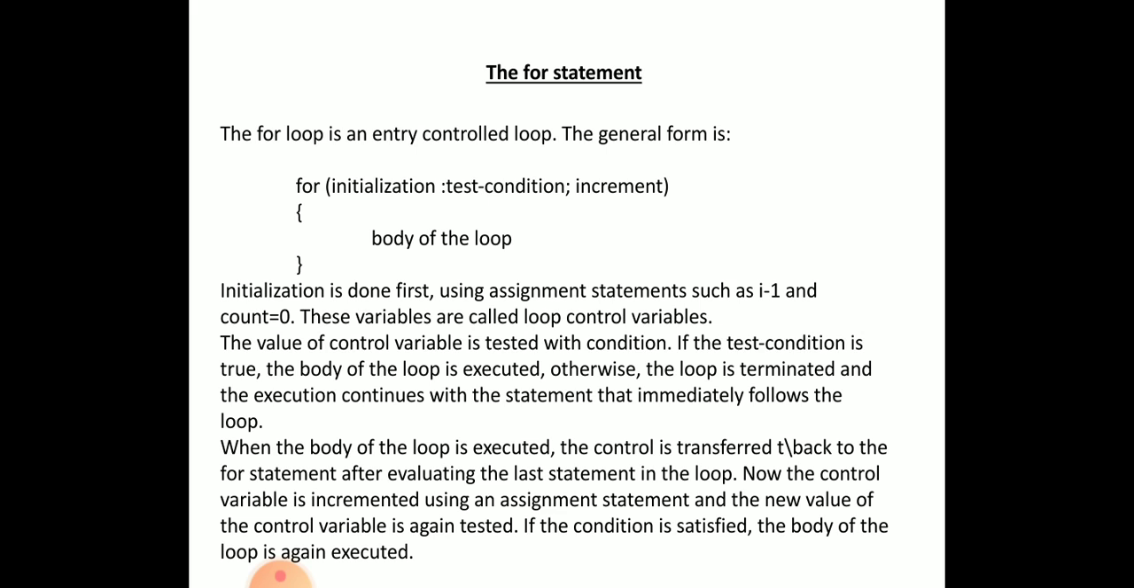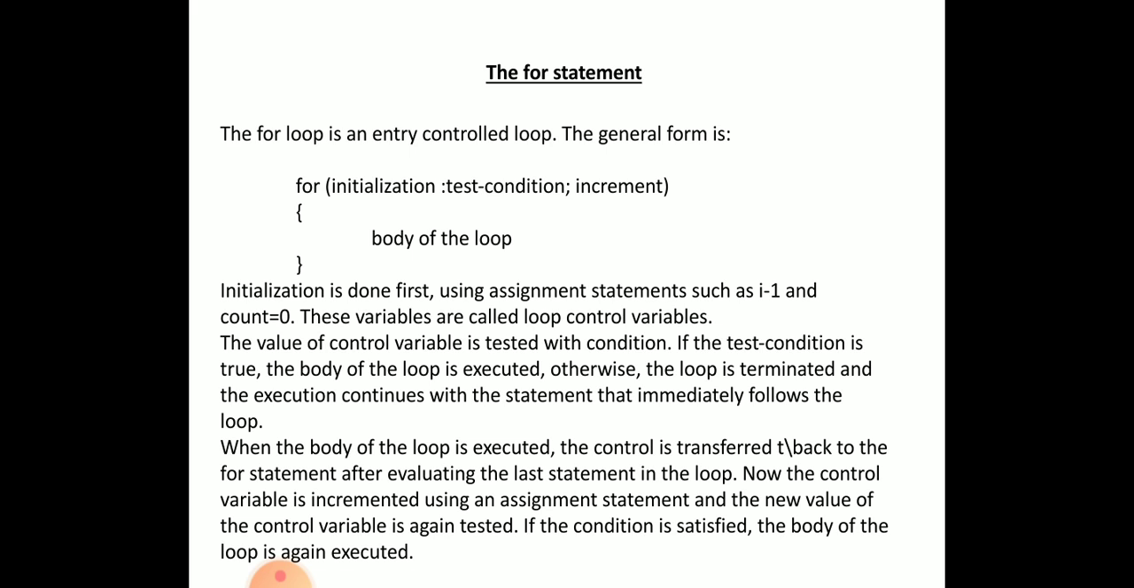If the condition is true, the body of the loop will be again executed. Again the control variable will be incremented and then again checks for the test condition and this process goes on until the condition becomes false. So the execution of the for statement is, first initialization of the control variable is done first.